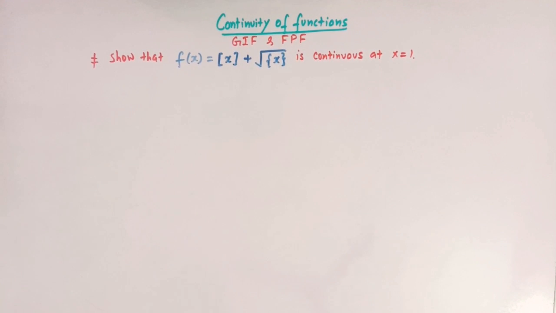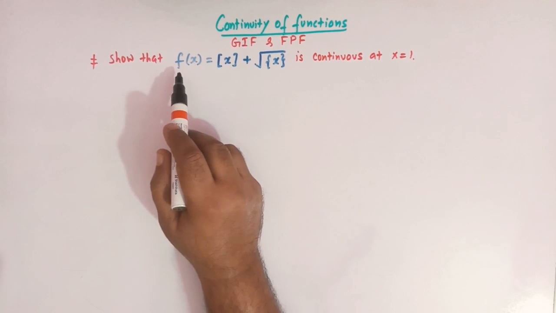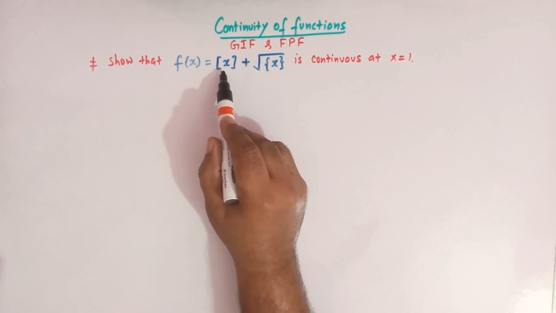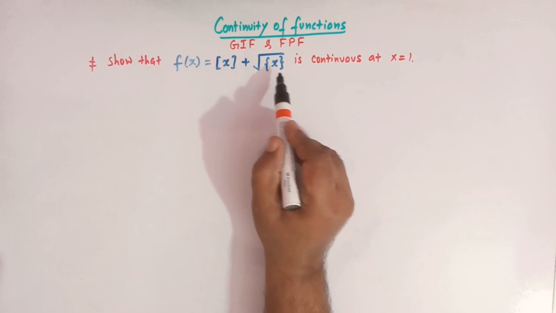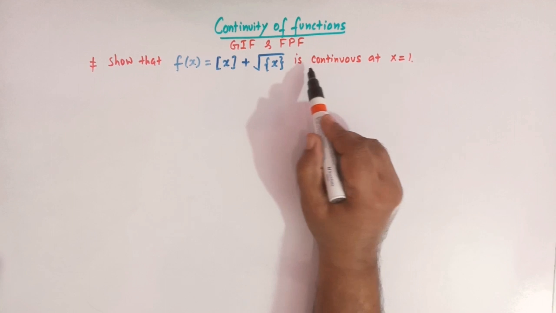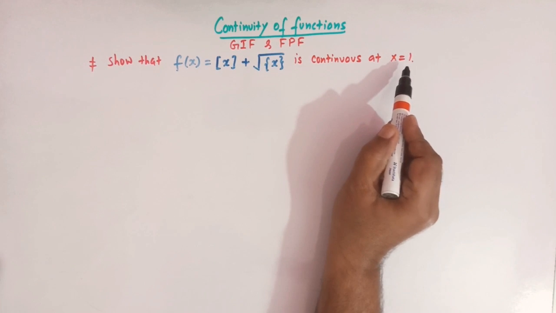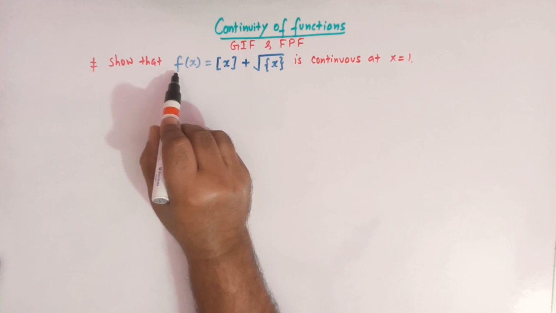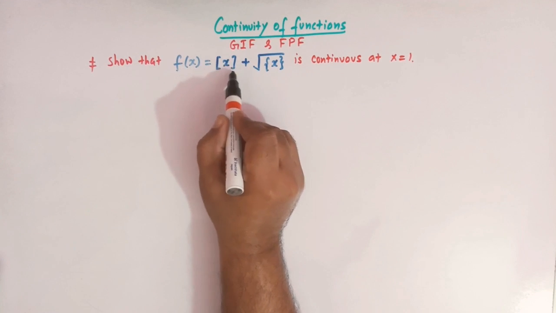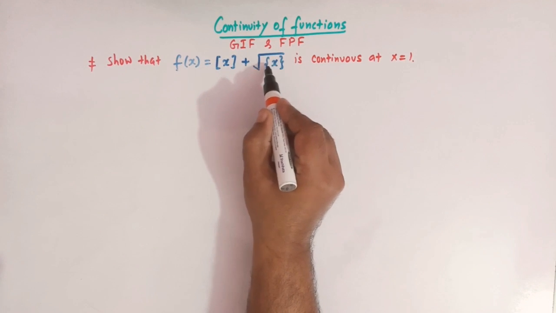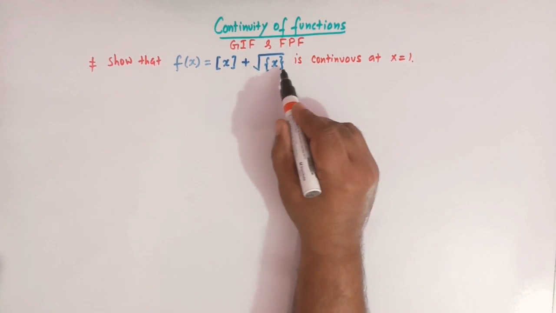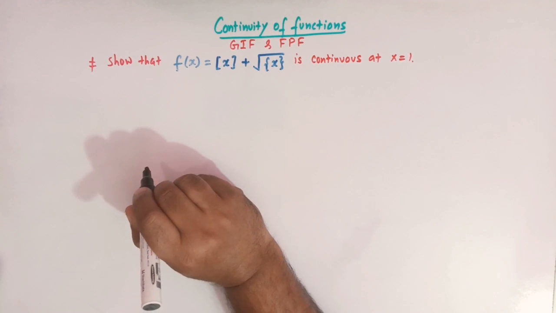Hello viewers, in today's class we are going to discuss a very important and interesting problem from continuity of functions. Here we have to show that the function f of x, which is a combination of the greatest integer function and the fractional part function, is continuous at x equal to 1. So f of x is equal to greatest integer of x plus square root of fractional part of x, and this function is continuous at x equal to 1.